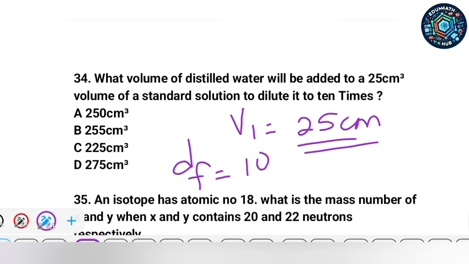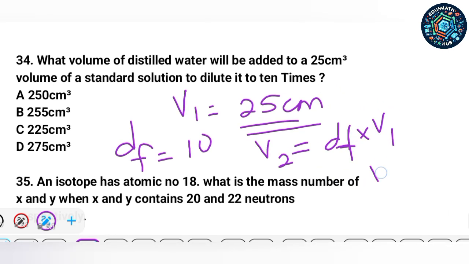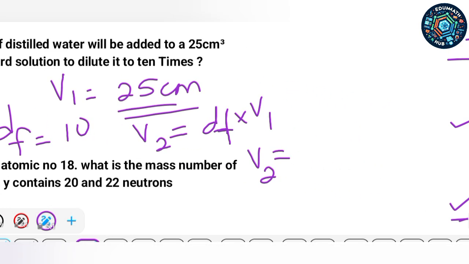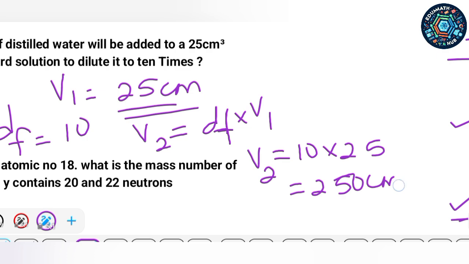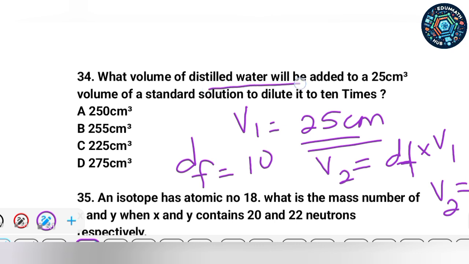So that means your final volume, V2, must be equals to 10 times the initial volume. So that means V2 must be equals to DF times V1. So just multiply that. If you multiply that, you're going to get V2 is equals to 10 times 25. Solve this, you're going to get 250. So 250 cm cube must be the final volume of the solution. But what they're asking you is that what volume of water will you add? Okay, so that this 25 cm cube will become 250.